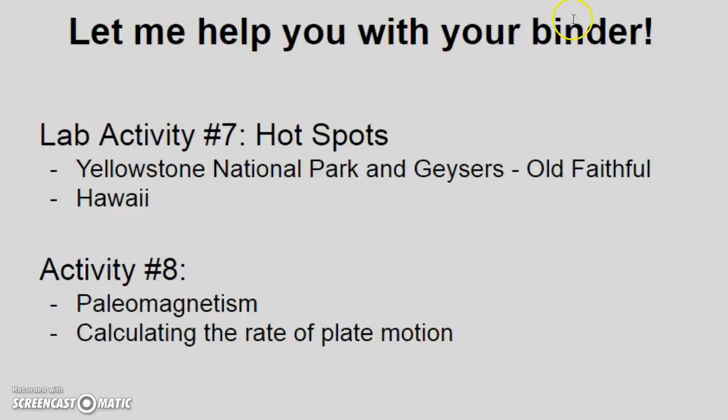All right, in this lecture I'm going to help you solve some problems in your binder. And I'm going to focus on Lab Activity 7 involving hotspots. We'll look at both Yellowstone National Park, we'll look at some geysers, in particular Old Faithful, and we'll look at Hawaii. And Activity 8, we'll talk paleomagnetism, and I'll help you do some solving of the calculations that solve for the rate of plate motion.